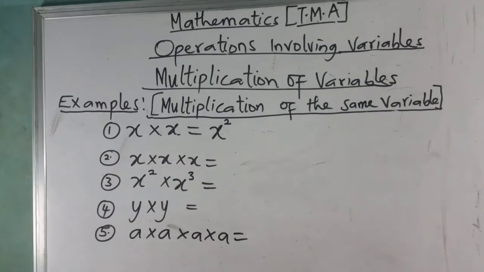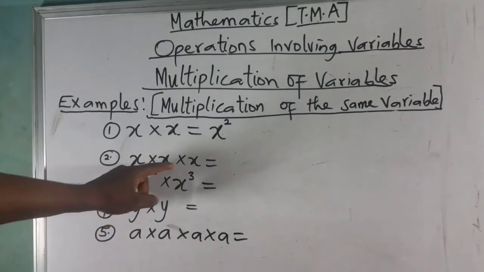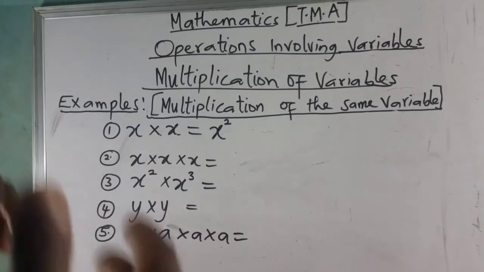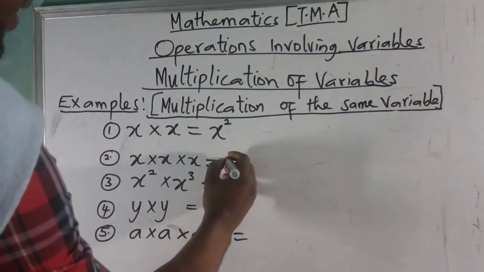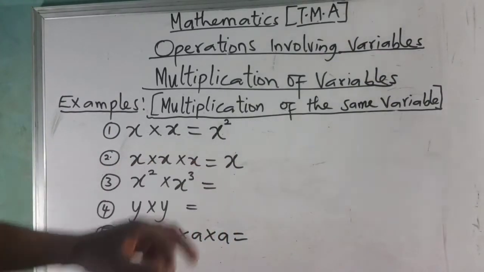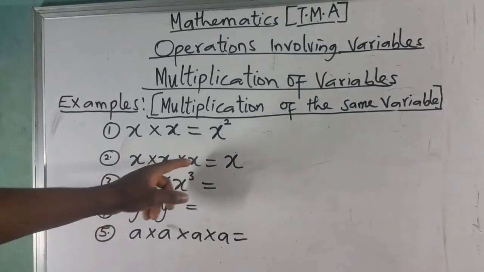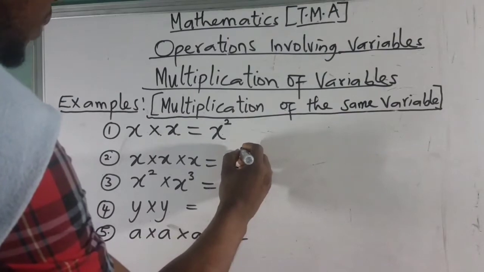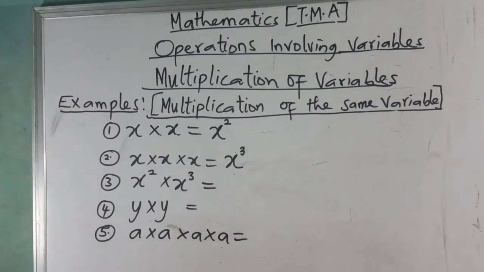Take a look at number 2. I have x times x times x, because they are of the same variable. So I pick one of the variables, that is a law, and represent the number of times it appears. How many times now? 1, 2, 3. So it appears 3 times. So I write x raised to power 3. If it appears 6 times, 8 times, so far they are of the same variable, you pick one of the letters and represent the number of times it appears as a power.